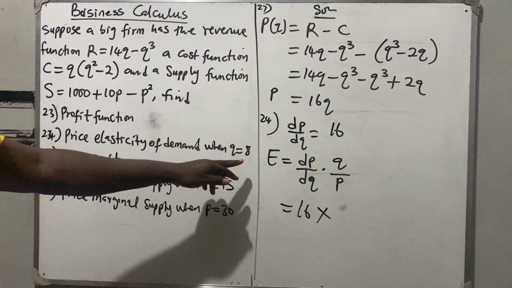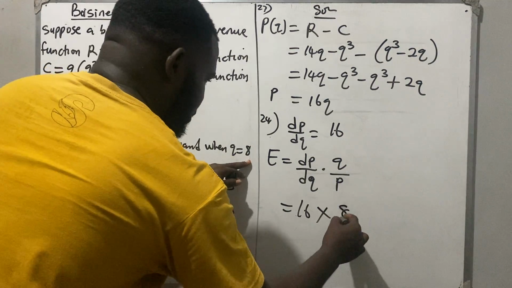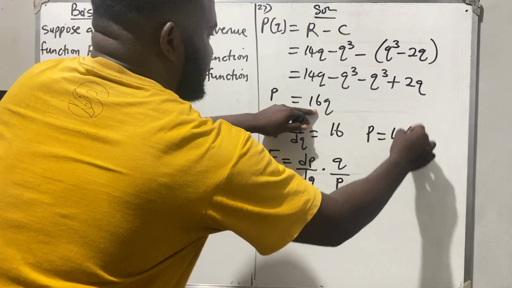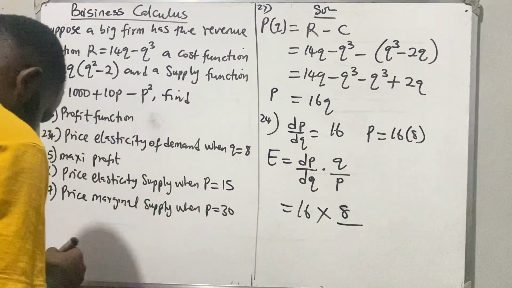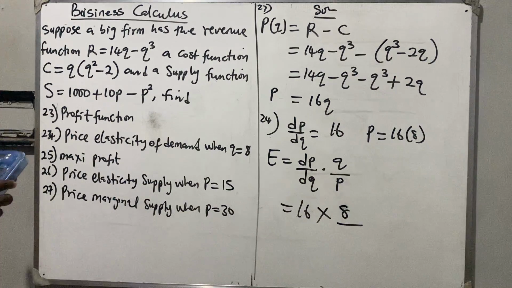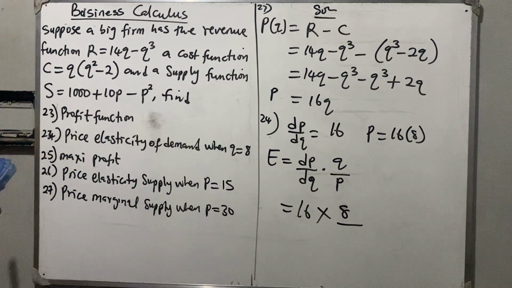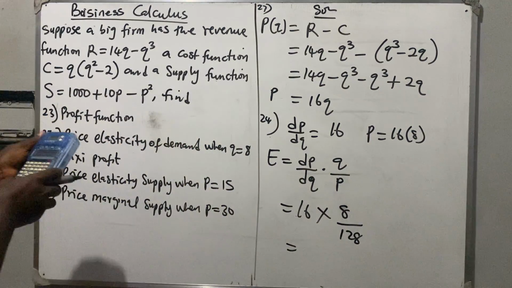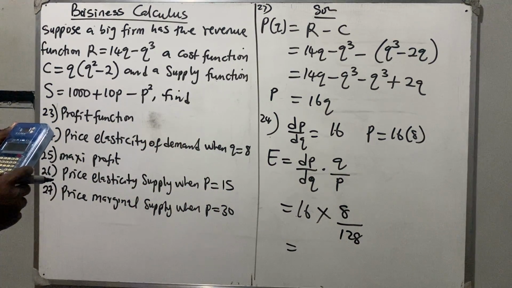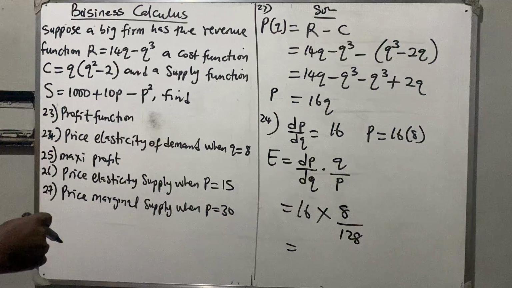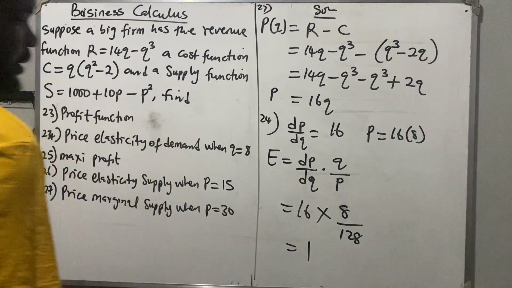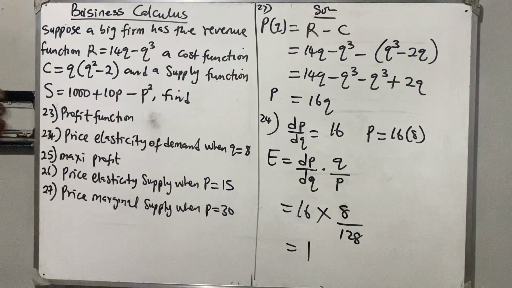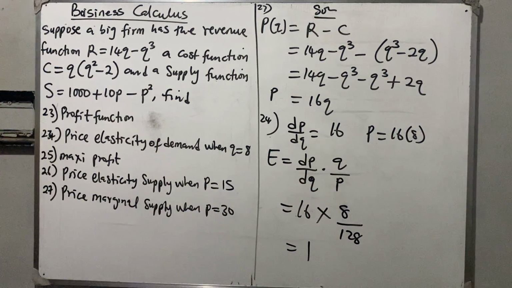Okay, so this will now be equal to 16 multiplied by, they say that when q is 8, so if q is 8 here, our p will now be equal to 16 times 8. Okay, 16 times 8 to give us 128. So our answer will give you 16 over 16, so it's giving us 1. As simple as that. It's giving us 1. So this divided by this is still giving us 1. That is for question number 24.